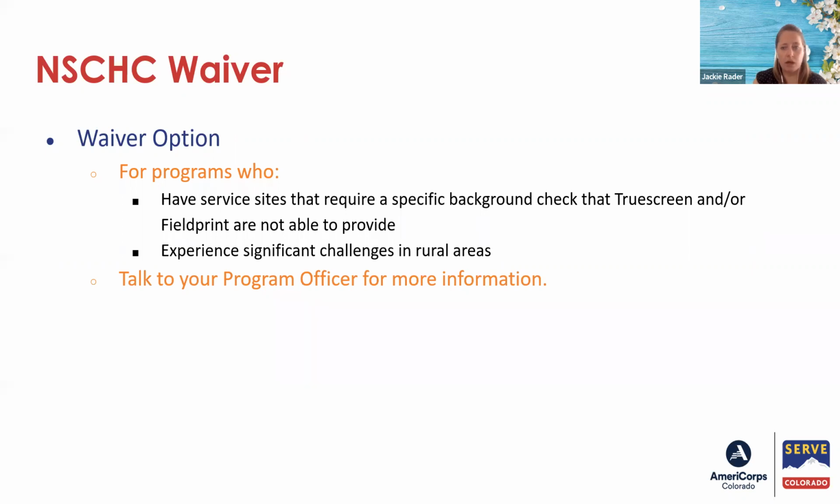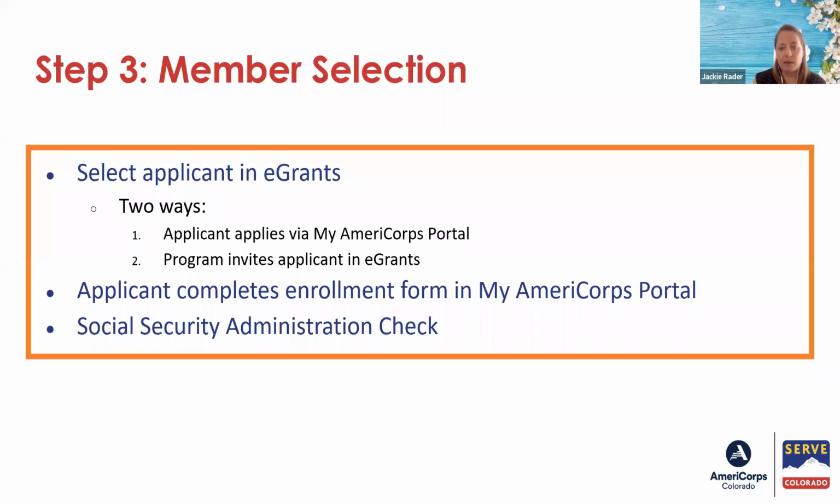All right, we're going to move on to step 3, member selection. So you need to select your applicant in eGrants. There are two ways to do that, so we'll look at those two ways. The applicant will then need to complete their enrollment form in their My AmeriCorps portal. And then the Social Security Administration will start their checks for citizenship.